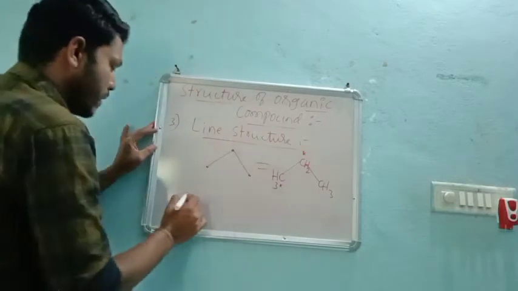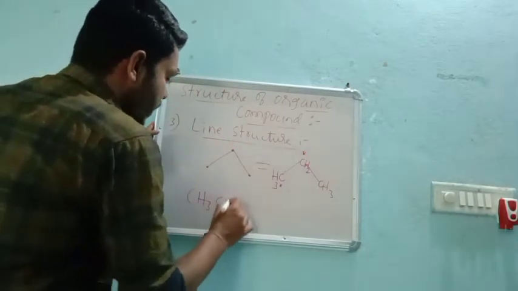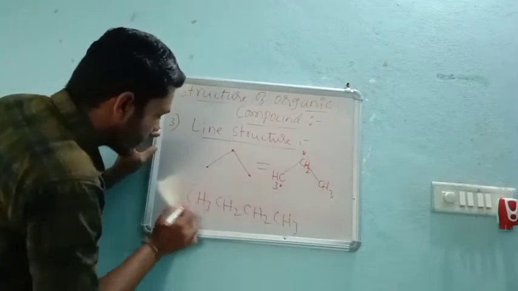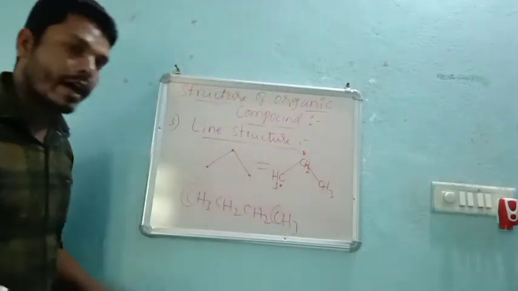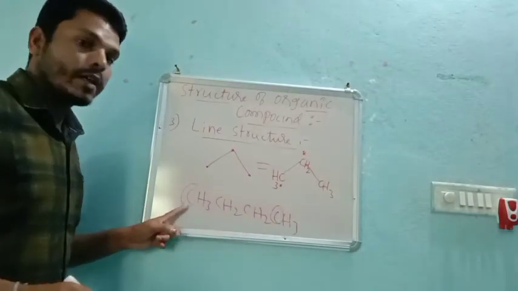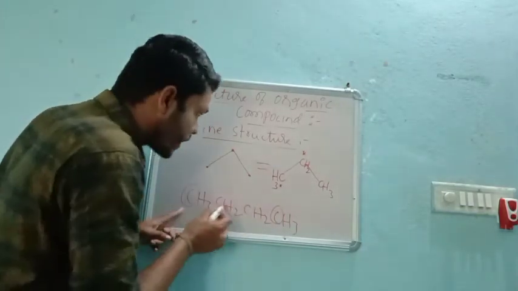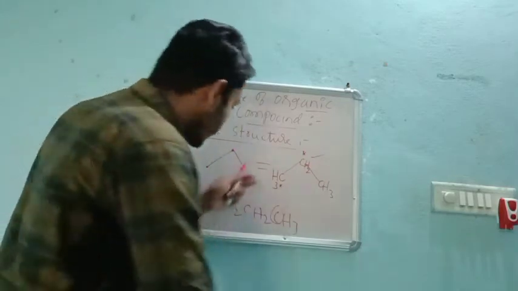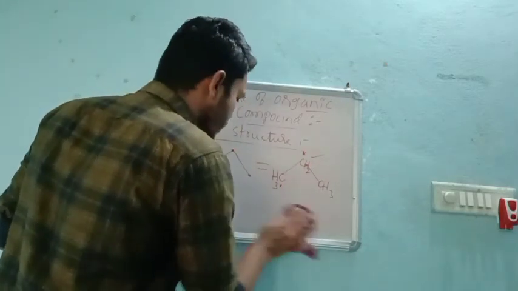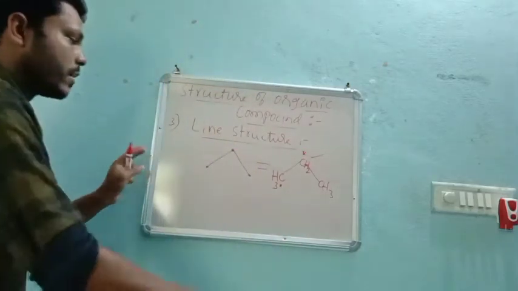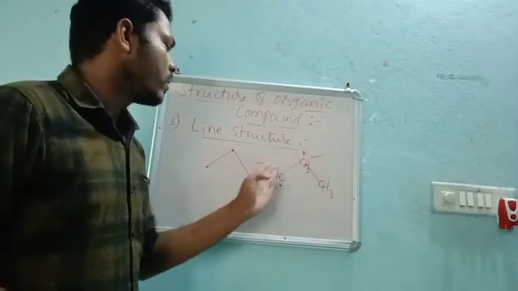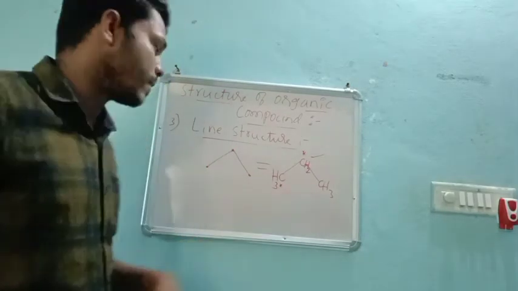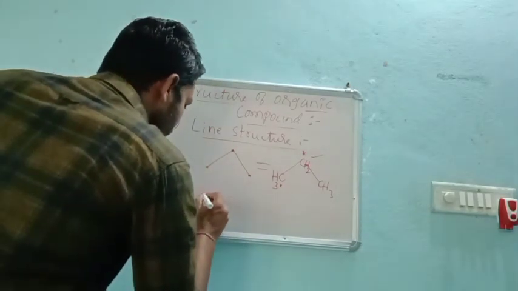In the last example I did it like this. The terminal carbons, that means the end carbons, always have three hydrogens, but the in-between carbons always have CH2. Like this, we can identify these carbon atoms and compounds. This method is very simple. One more we will see.